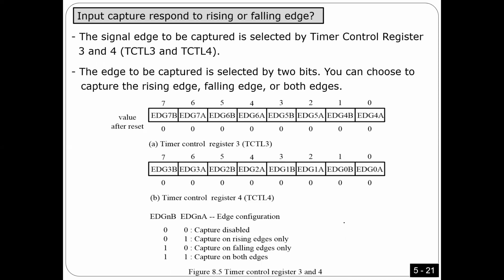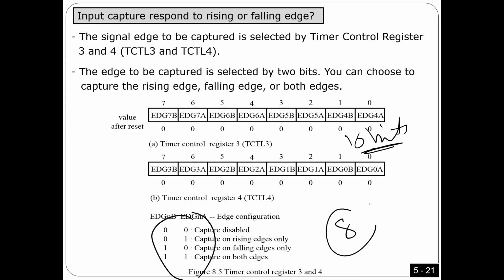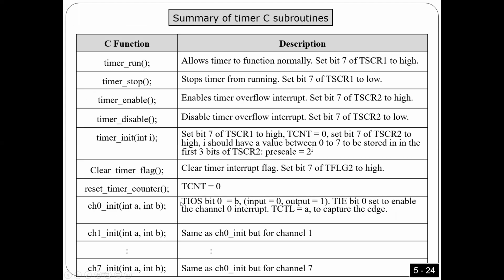can decide here. Also here you can decide what you want to capture, right? You can see here I use the 16 bits simply because we have 8 channels. Every channel needs 2 bits, right? As you see here, 2 bits. Based on the value you put here, you can program the input capture for rising, falling, or both.